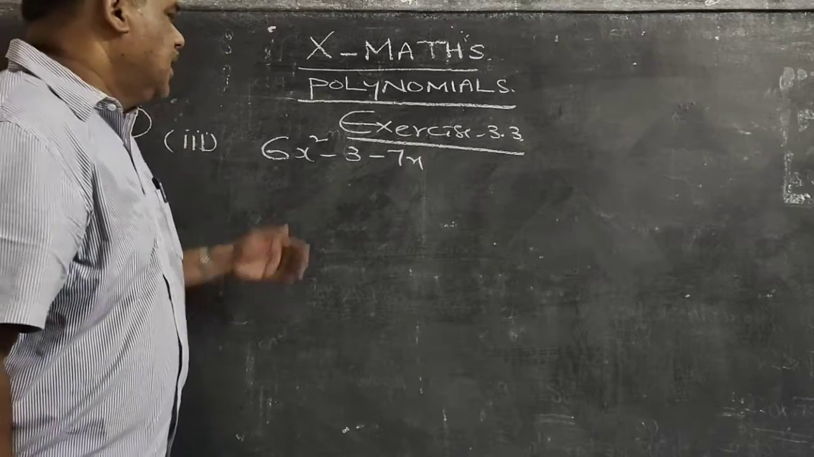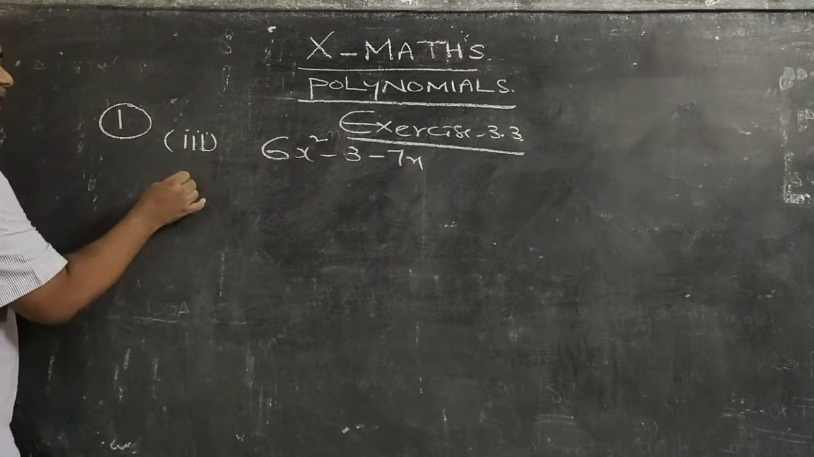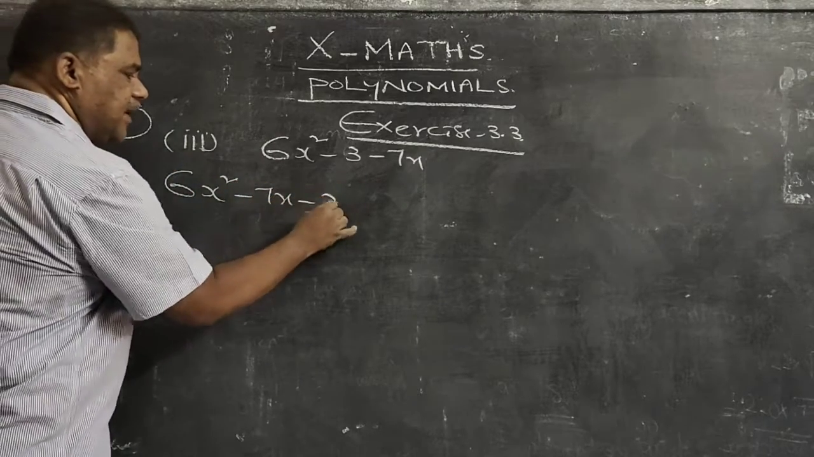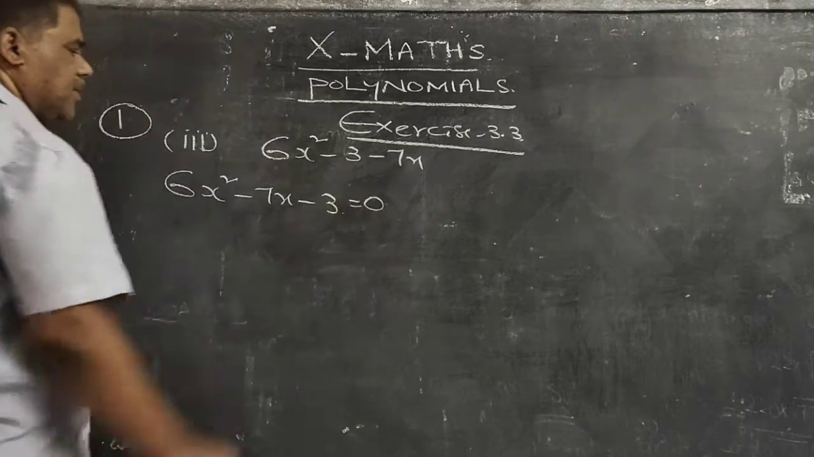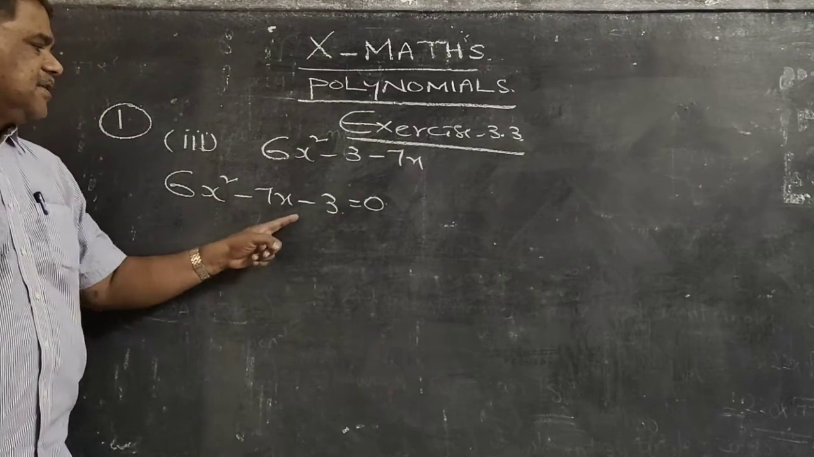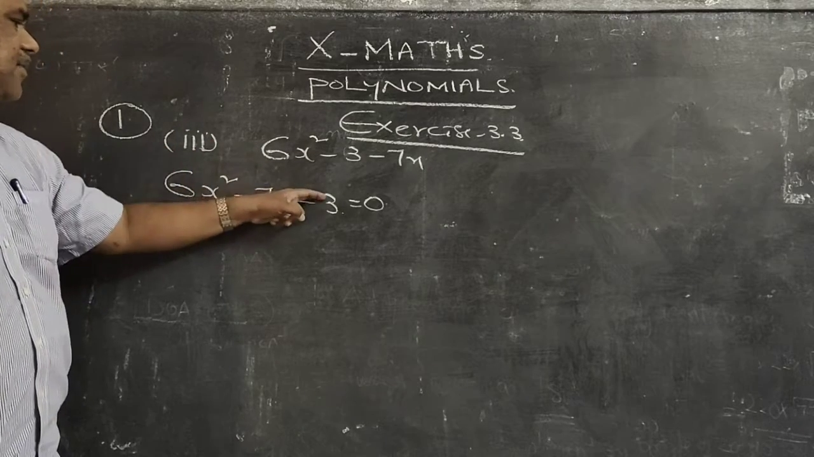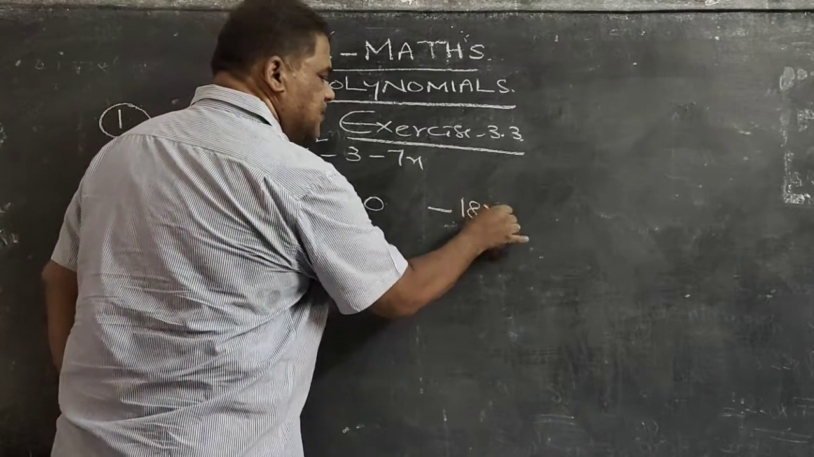Here the quadratic expression given is not in a proper order. Let us write it in the proper order: 6x square minus 7x minus 3 is equal to 0. First let us factorize. In factorization we will multiply the last term with the first term. Minus 3 into 6x square is minus 18x square.